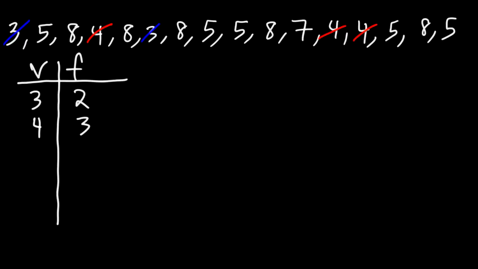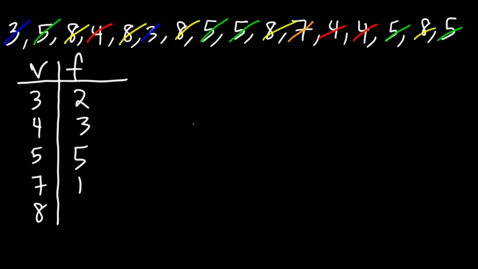Now let's move on to the next highest number. The next highest number is a 5. And so we have 1, 2, 3, 4, 5 5s. I believe I counted all of them. Now, the next highest value is a 7. So we only have 1 7 in our data set. Next is an 8. And I could see 1, 2, 3, 4, 5 8s.